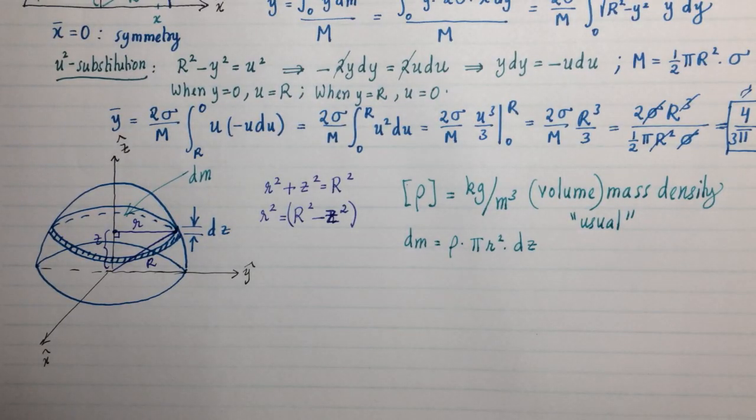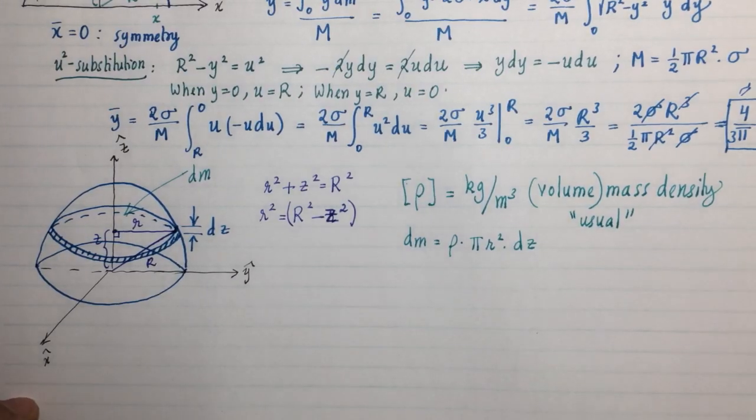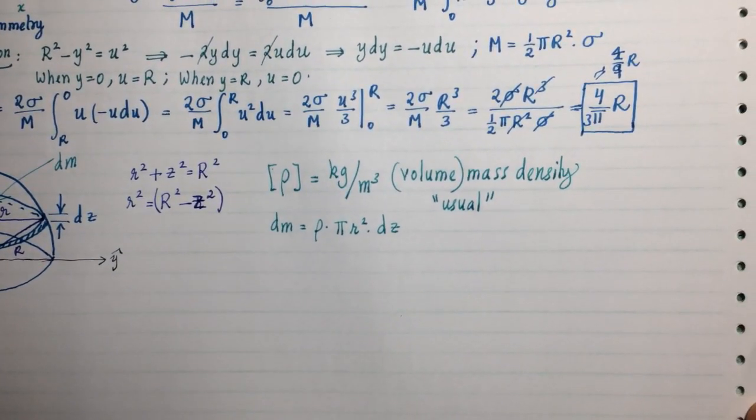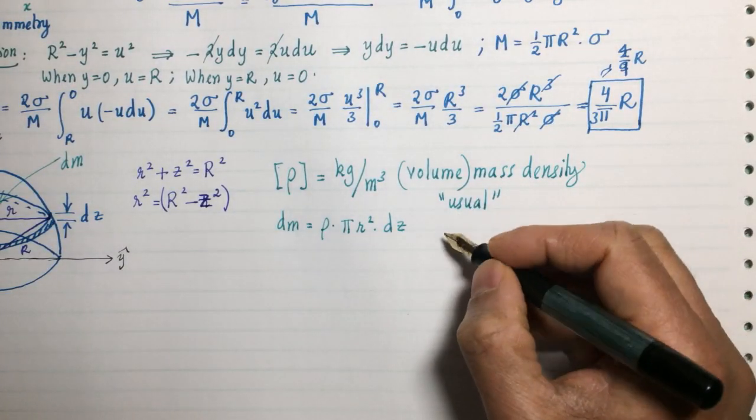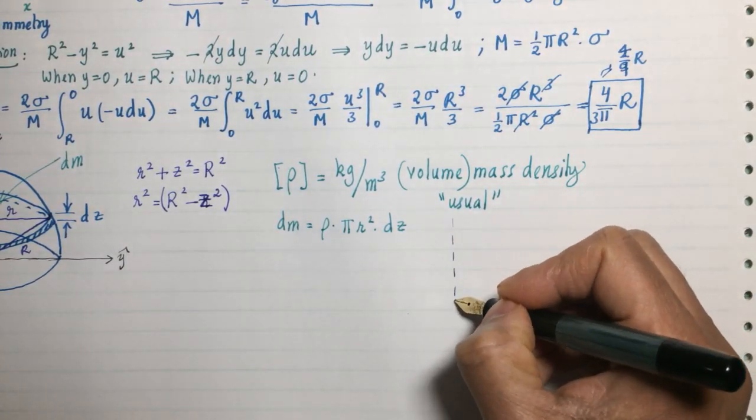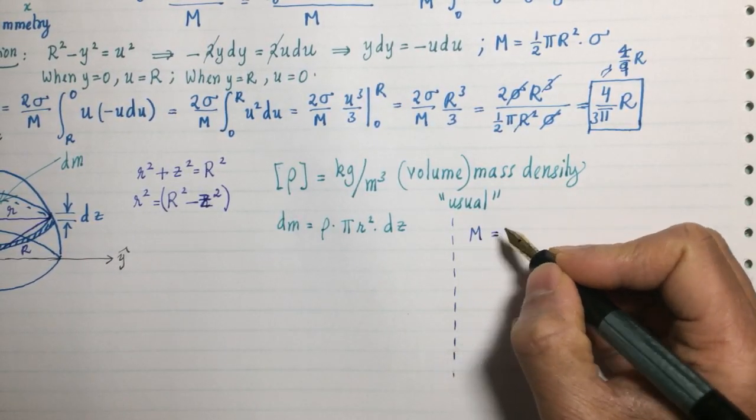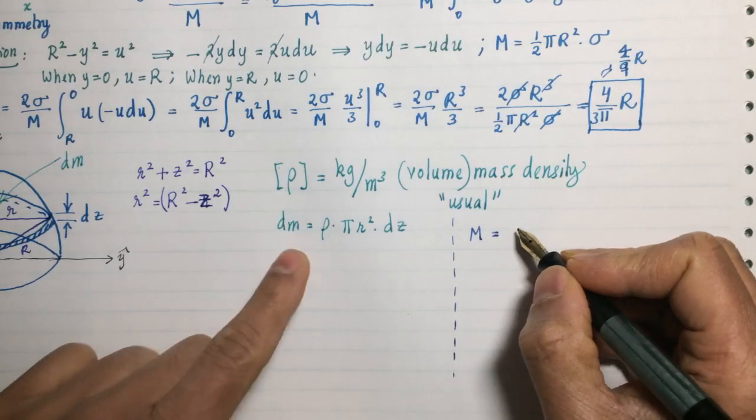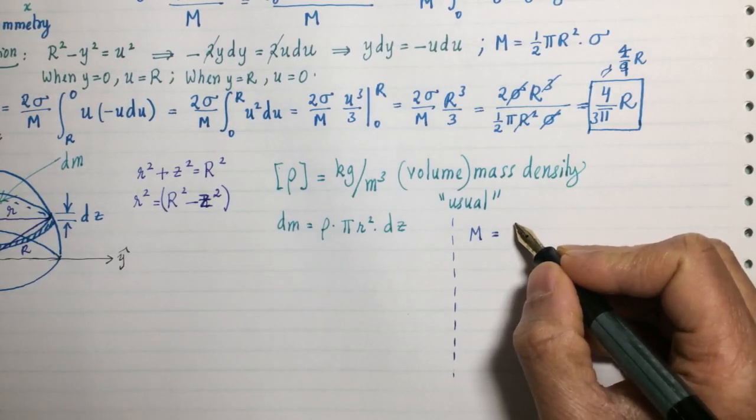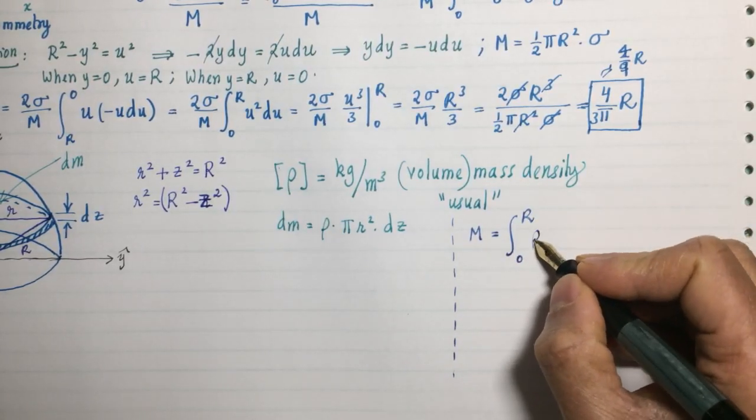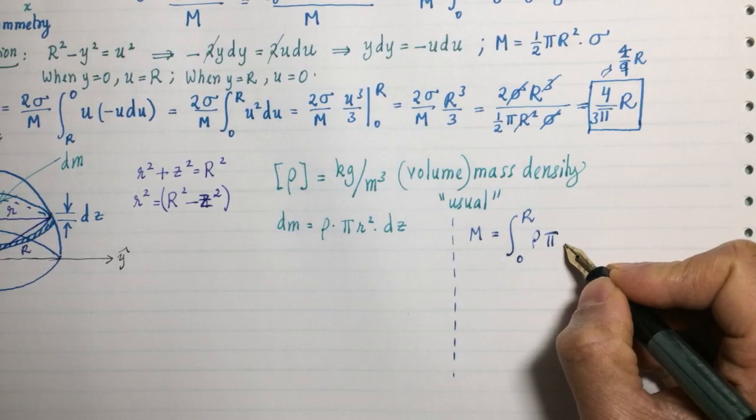Now, as a little aside, let's just check if this is correct. What I can do is find the mass of the object. Sometimes I like to do this just to see if the integral is set up properly. So let's do a little sidebar calculation. So the mass, capital M, is going to be the integral of dm. Well, that's just the integral of all this stuff. So it's an integral from 0 to R of rho times pi r squared dz.